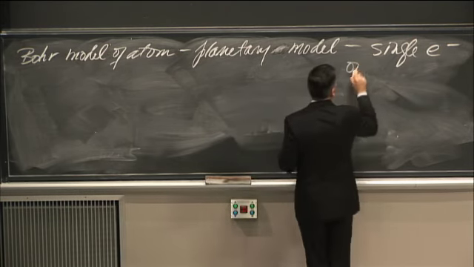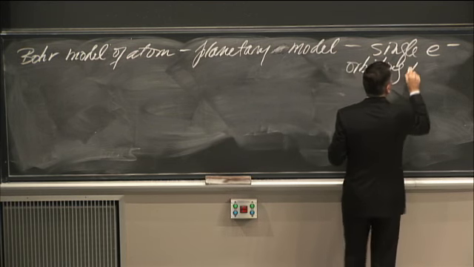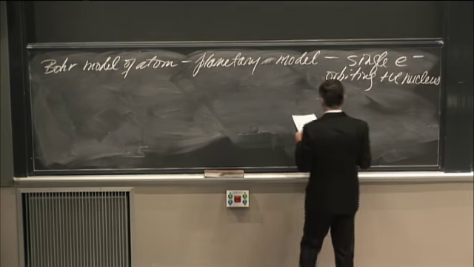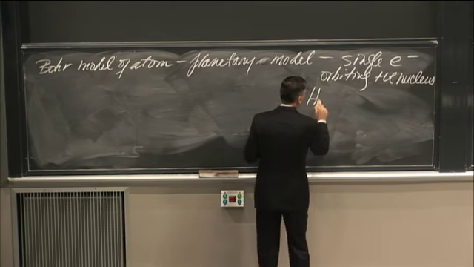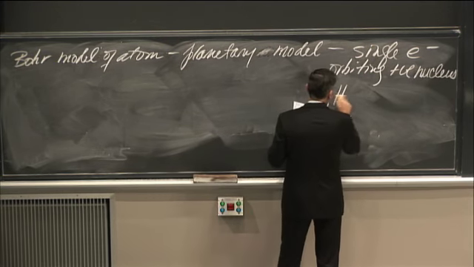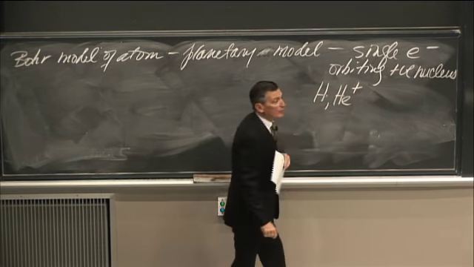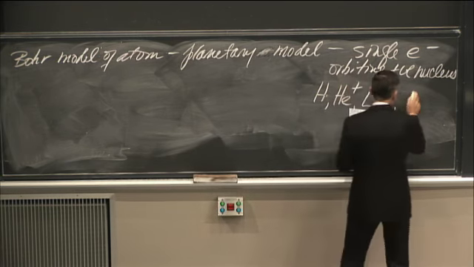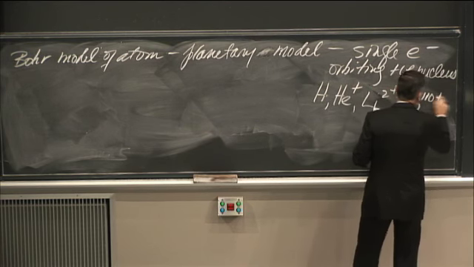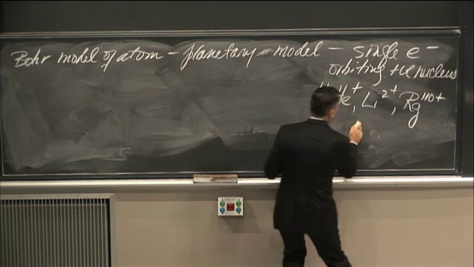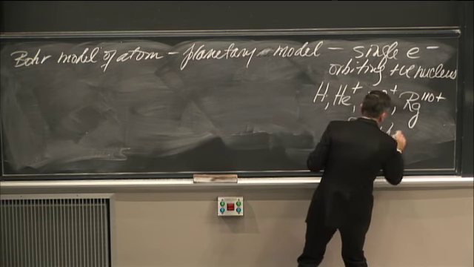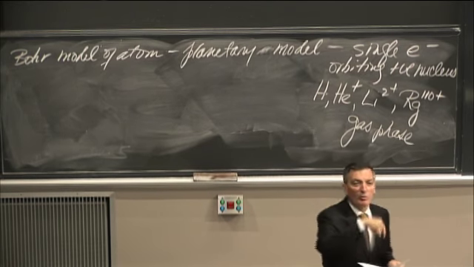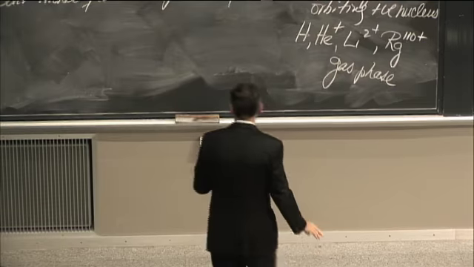And this orbits the positive nucleus. All right? So you might say one electron, well, what's that mean? Well, obviously it means atomic hydrogen, but it could mean helium plus. That's a one-electron system. It could mean lithium 2 plus. It could mean roentgenium 110 plus. That's a one-electron system. And this is all gas phase. No solids here. So it's an isolated nucleus with one electron around it. That's how we're going to begin.